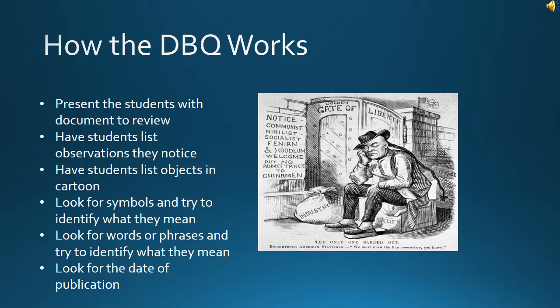The picture here shows a man with Asian characteristics, and he's standing outside the Golden Gates of Liberty, so that alludes to San Francisco. There's a list of people who are welcome, and then there's the ones who aren't welcome. On the bottom, it's in fine print, and you can see it. It says that we have to draw the line somewhere, you know. One of the challenges with document-based questions is that the older ones are of poor quality, so the smaller print is very difficult to make out.